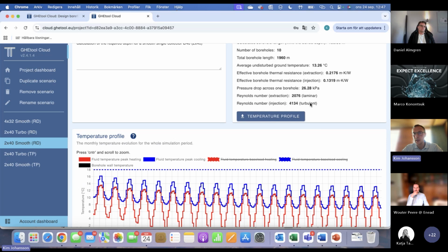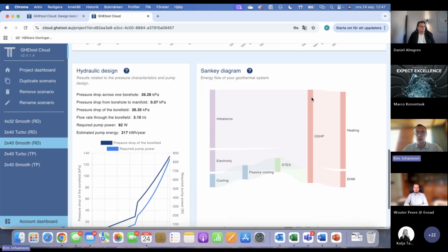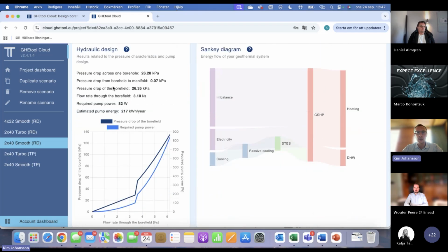Going down a bit and looking at the Reynolds number, we could see that in the extraction phase, the Reynolds number is higher, but we are still beneath the 2300. So we are still in a laminar phase. And when looking at the pressure drop, we could see that the pressure drop is slightly less, but in the same region, we have a pressure drop of 26.35.